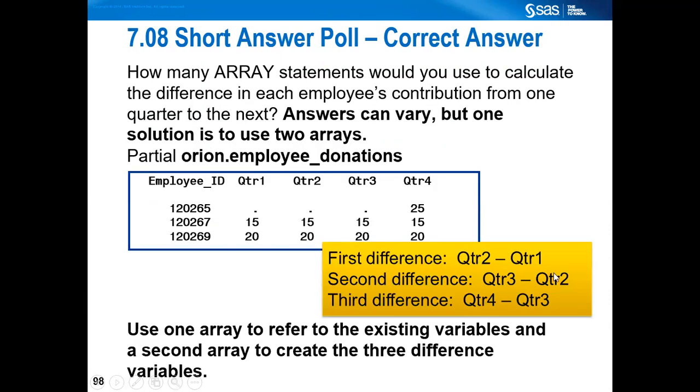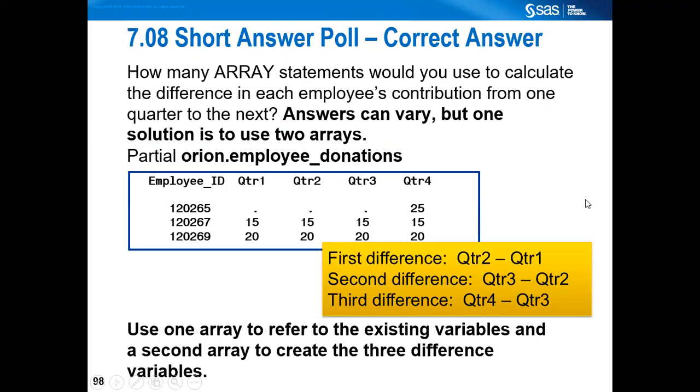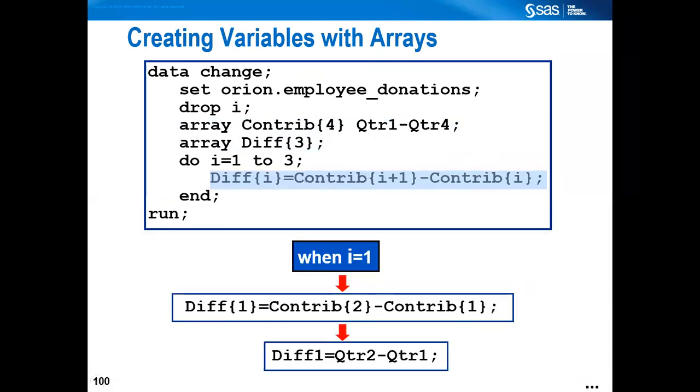So it will look like quarter 3 minus quarter 2. And when I value is 3, it will be 3 plus 1, which will be 4 minus contrib 3, which is equivalent to quarter 4 minus quarter 3. Correct? That is how it's writing I plus 1 over here. So the contrib array refers to existing variables. The diff array creates 3 variables, diff1, diff2 and diff3. So this is how it's explained. When I is equal to 1, it will be contrib 2 minus contrib 1, which is equivalent to quarter 2 minus quarter 1, and so on.